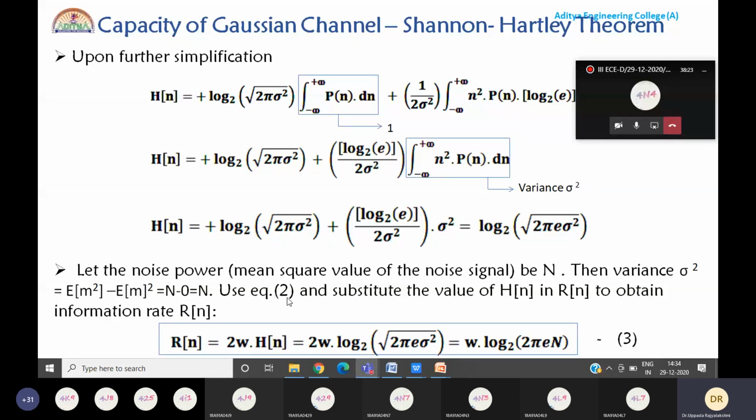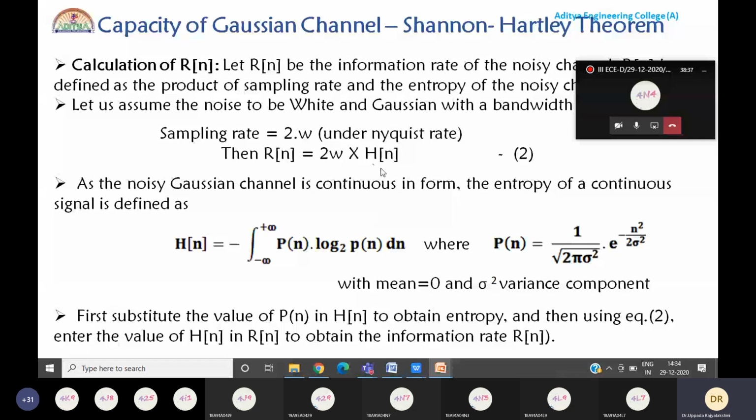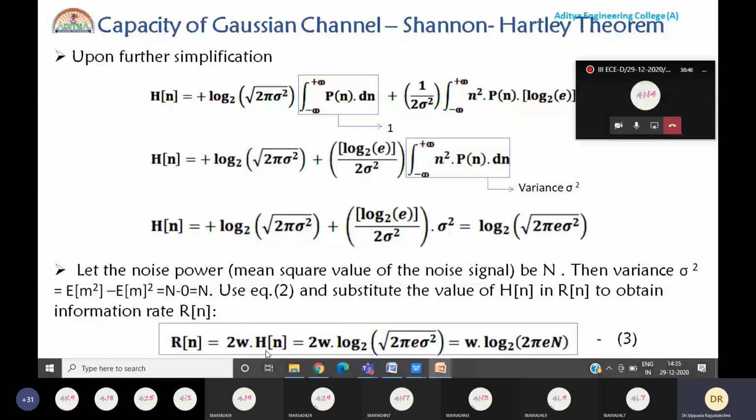Now please make use of equation 2, that is the information rate of the noisy channel, and let us substitute H of n in the expression of R of n. What is the second expression? R of n is 2 omega into H of n. So please substitute R of n as 2 omega into H of n, so 2 omega into log root 2 pi e sigma square base 2. I have just substituted the H of n value in the expression of R of n.